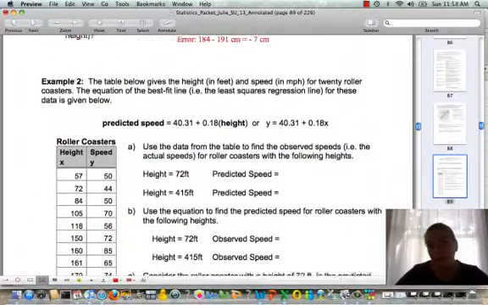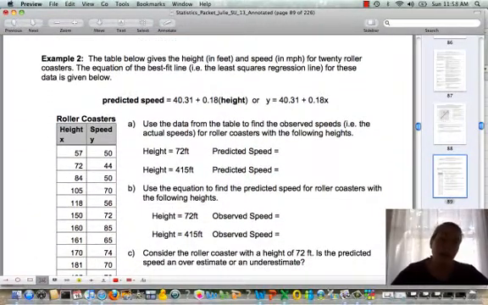Let's look next at example 2, still on page 89. So the table below gives us the height in feet and then the speed in miles per hour for 20 different roller coasters. And remember, roller coasters rely on gravity, so we suspect that the higher the roller coaster, the faster the speed is, depending on how the drop is set up.